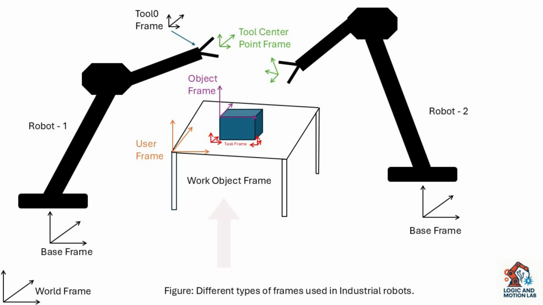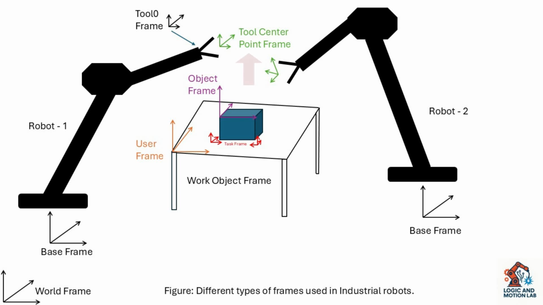For the work object frame, think you have a room. In the room you have a table, and on the table you are working. That area will be your work object frame. The work object frame is divided into two divisions, the user frame and the object frame. The user frame is the area where you are working, and the object frame is the object you are working with.